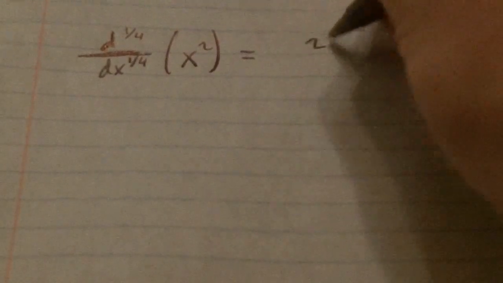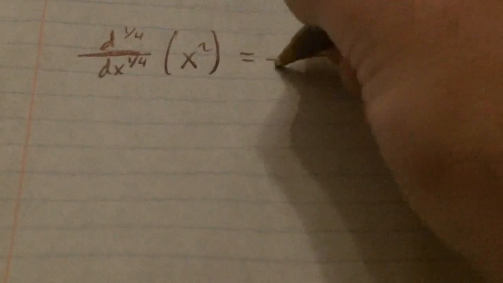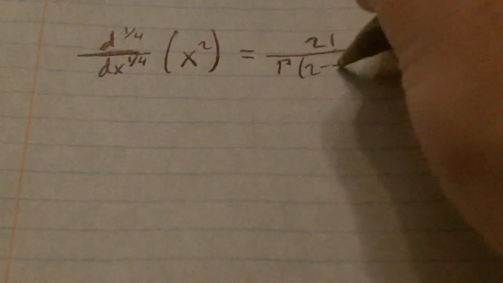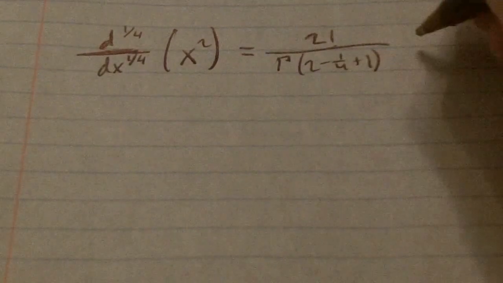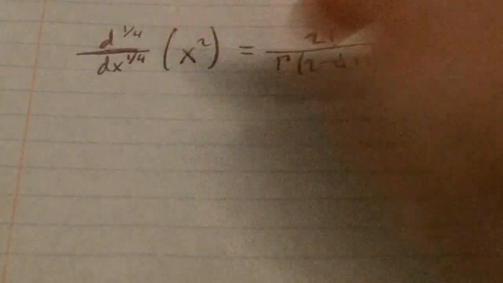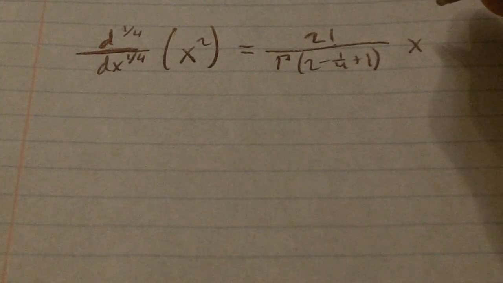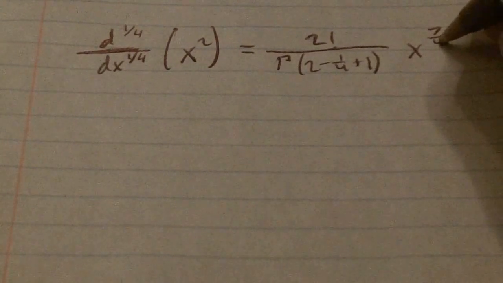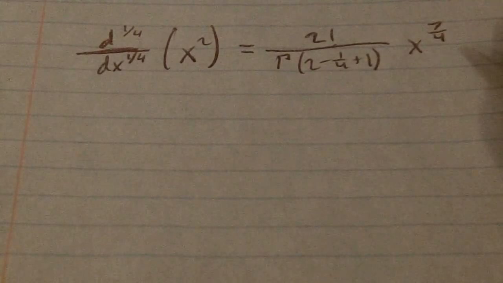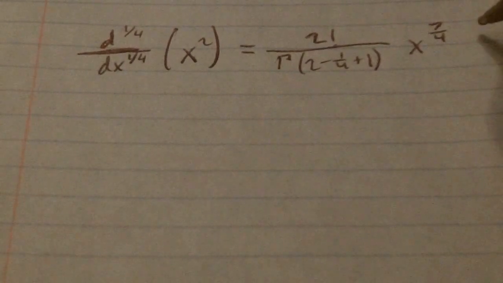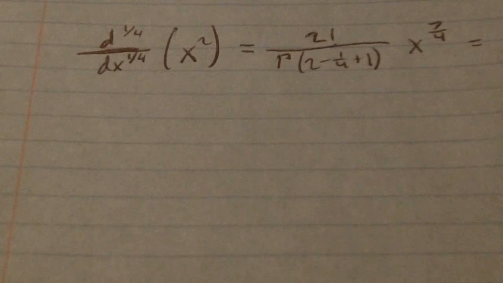And in this case, using the similar formula as above, we end up getting 2 factorial over the gamma function at 2 minus 1/4 plus 1. I suppose I'll write that out. 2 minus 1/4 plus 1, times x to the 2 minus a quarter, because it's the same exponent, minus a quarter, which in this case is really just 1 and 3 quarters, isn't it? So I think I'll write that as an improper fraction, 7 fourths. Which sounds a little messy when you say it, like the exponent is 7 fourths, eh? But, well, it's okay. We'll work with that when we get to it.